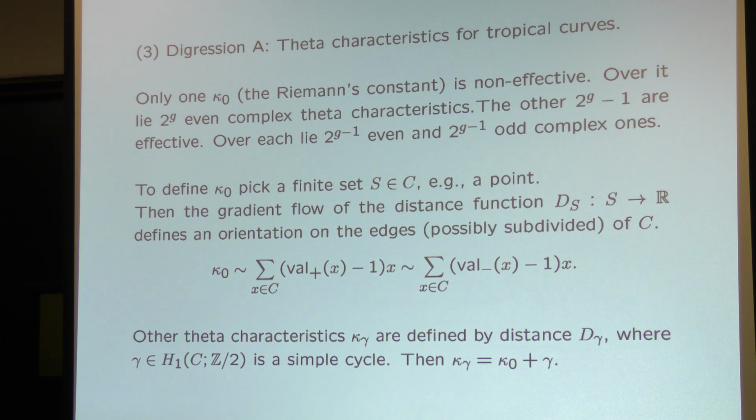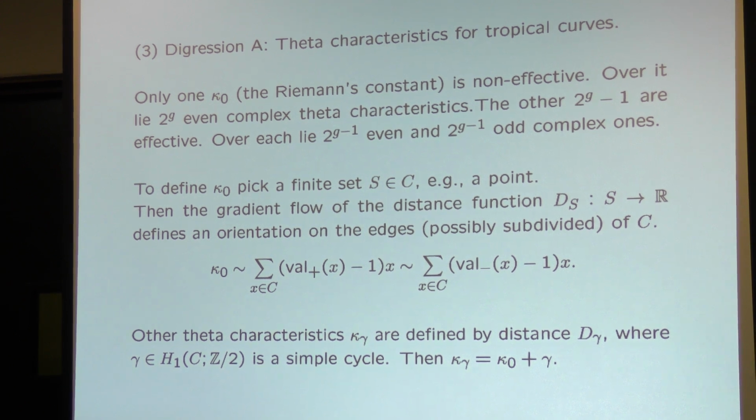So that's the way to give a bijection between the points of order 2 in the Jacobian, in the tropical Jacobian, and the theta characteristics. Because we have a preferred one, this never happens in the complex case, right? So we have a preferred theta characteristic.